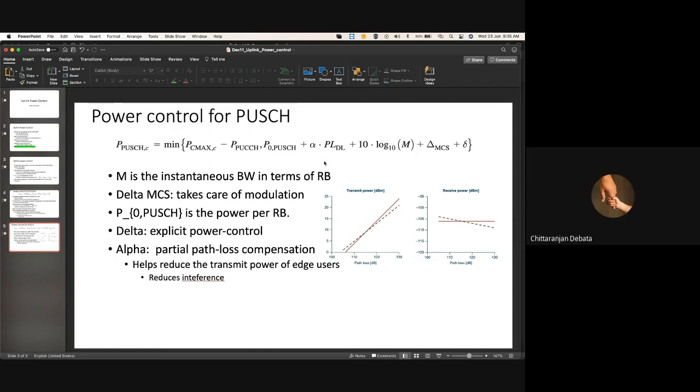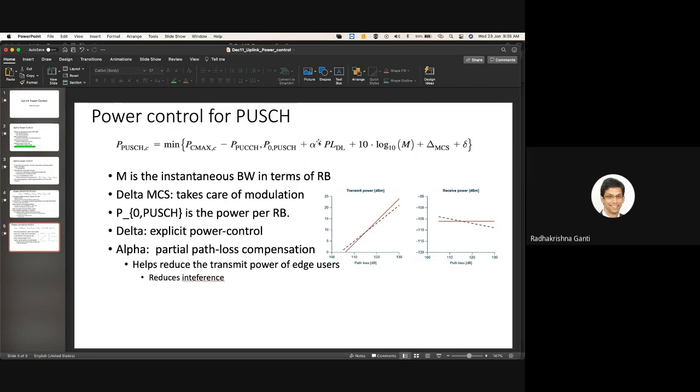So this fraction value, will it be estimated by the UE itself, or the base station? The base station will indicate how much alpha you should send. This alpha is a parameter sent by the base station. I can tell you which RRC parameter also. Let me find that one.